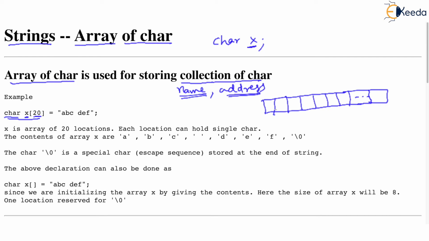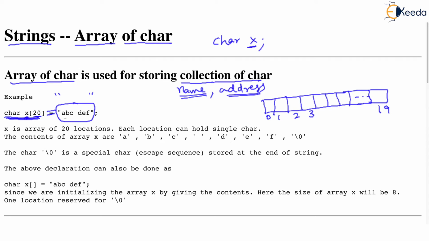Of course, the location numbers of these cells will be from 0 onwards till 19, because you have declared array of size 20. And once you declare the array, you can even initialize it by writing equal to and some string. But the string has to be given in quotation. So whatever characters you give will be stored in that array.